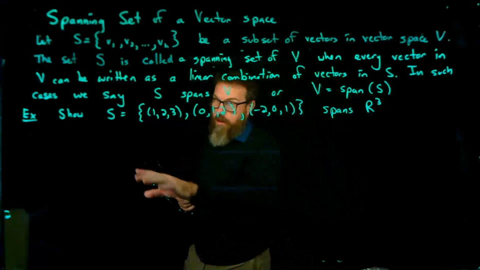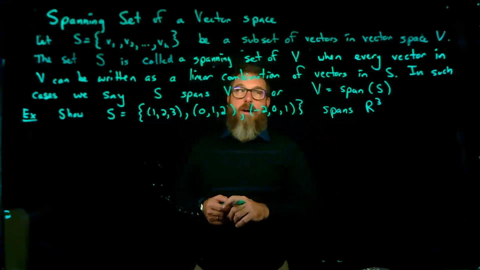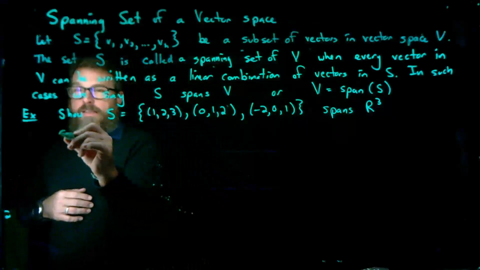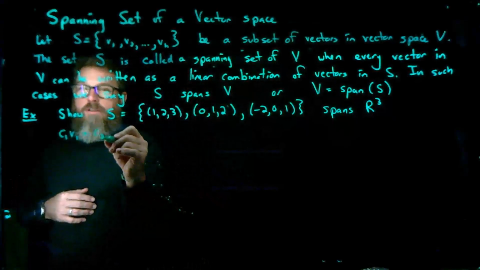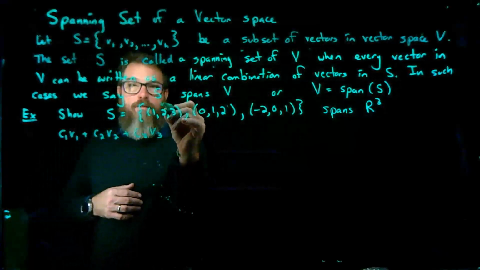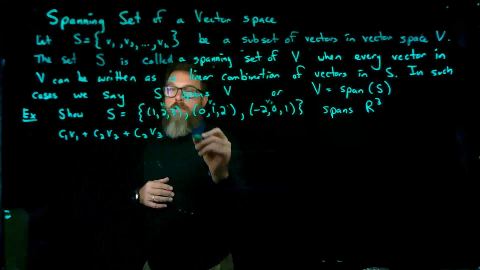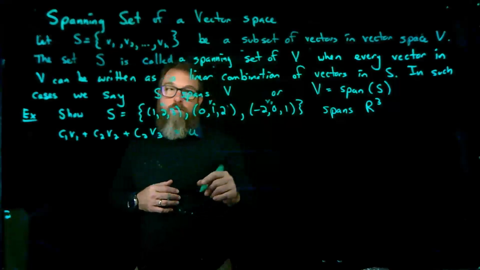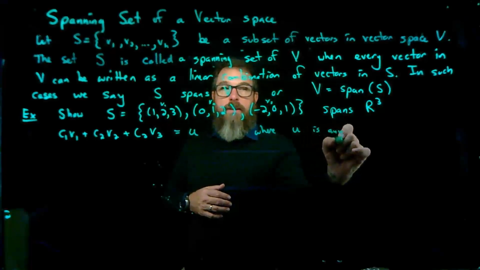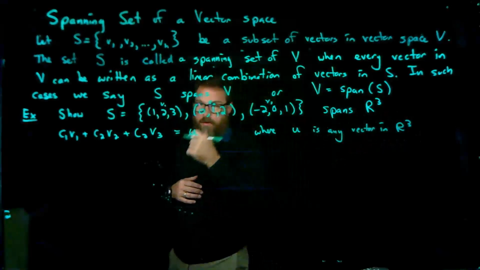Okay, so what I want to do is show that this set, which we're working with, actually does span R3. And what we mean by that is we can say that c1v1 + c2v2 + c3v3, because again, this is v1, this is v2, this is v3, is going to be equal to any vector u. So this is where u is any vector in R3.